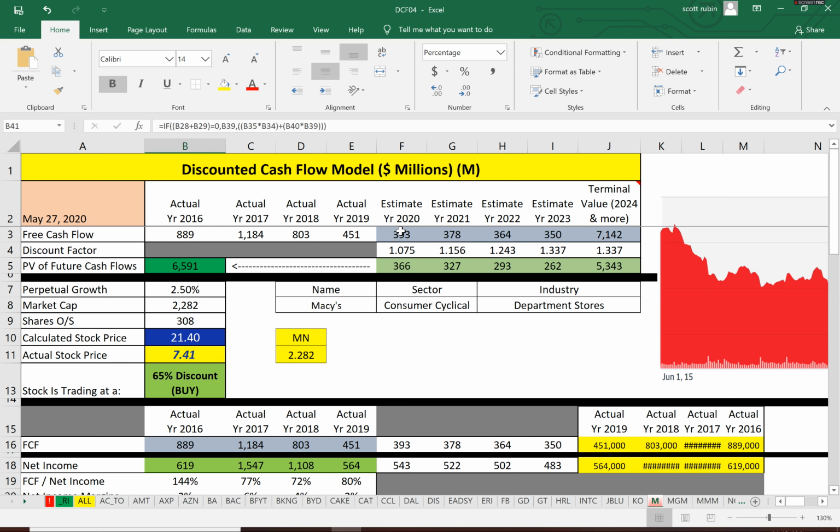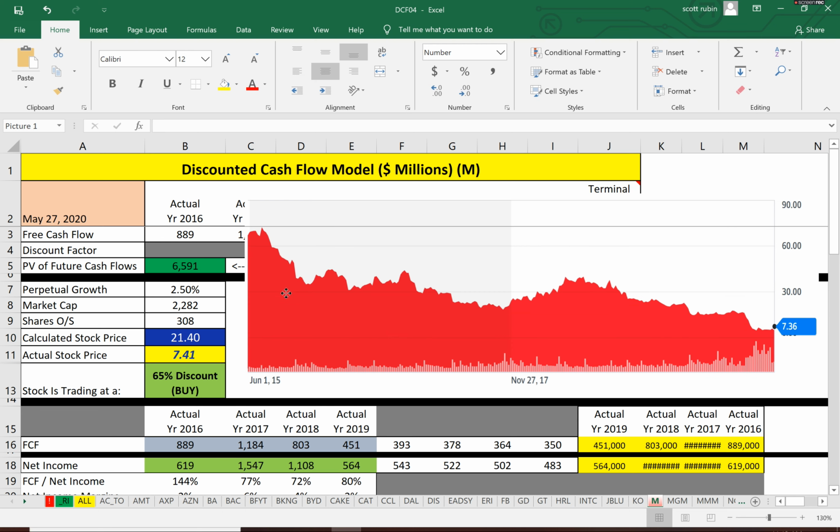And now that we have the future cash flows calculated, this is the present value of the cash flows, and the total value of the company, according to the model, is 6.6 billion. And that means out of 308 million shares, the average stock price is $21.40. That's a calculated stock price based off of our cash flow model. And the stock is trading at $7.41.